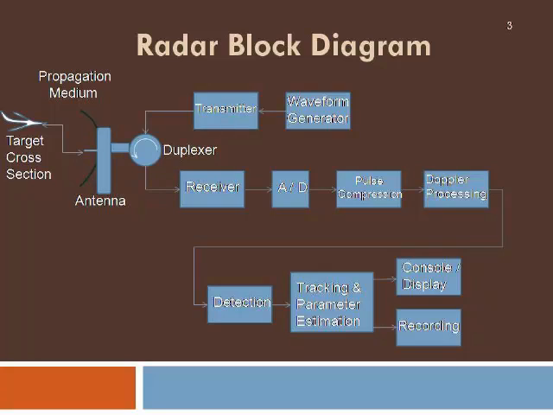So in the slide shown here, you are going to see the complete block diagram of a radar transmitter cum receiver. So first, we are going to discuss the highlighted blocks of this slide. They are the waveform generator, transmitter, receiver and the duplexer.